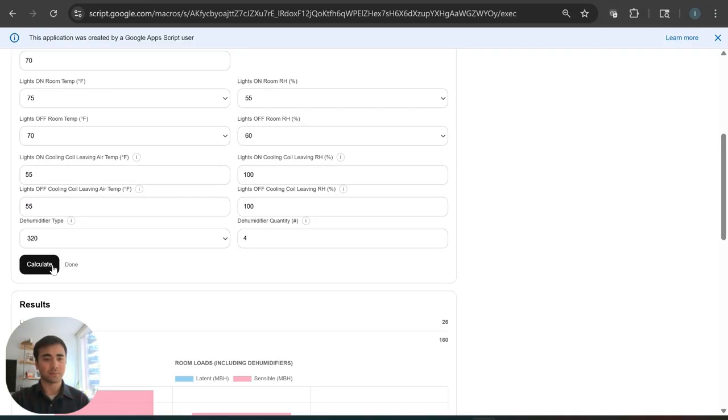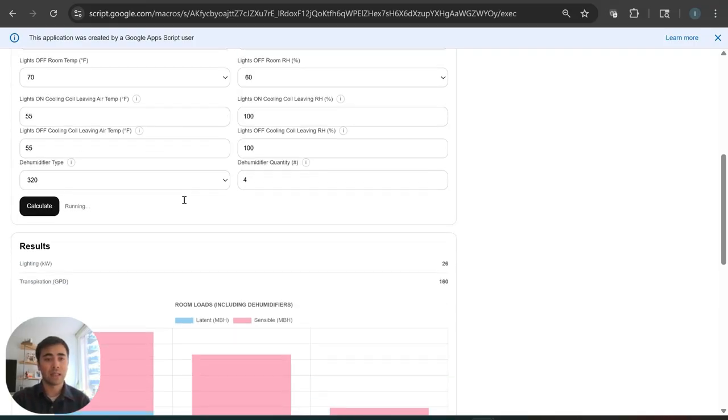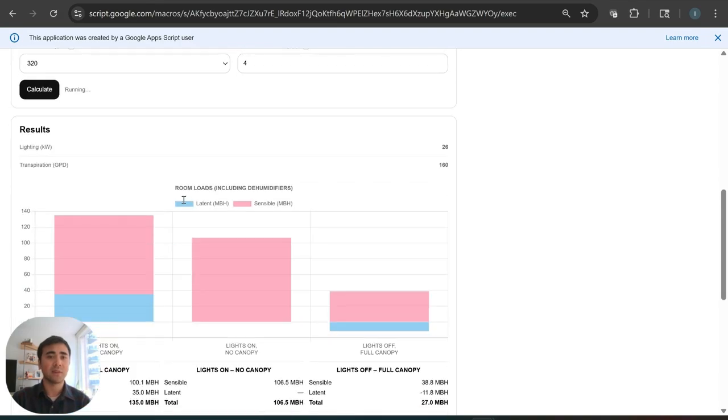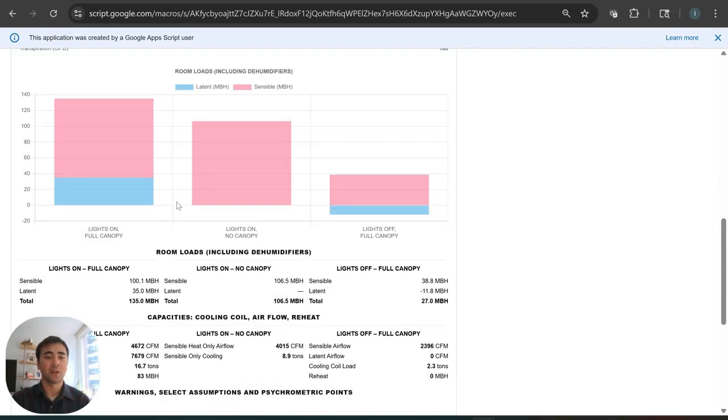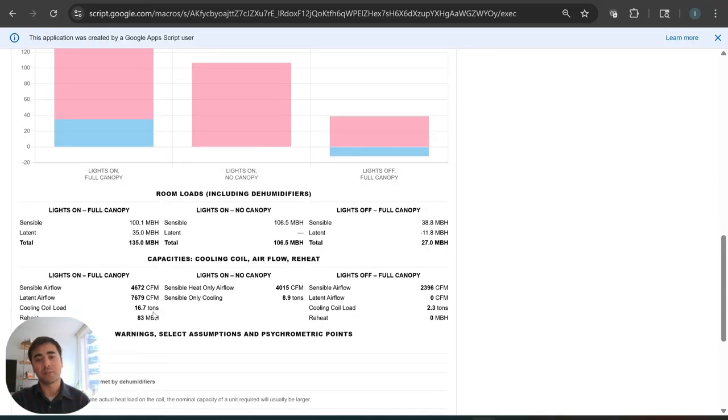Let me also try changing that to 55 and clicking calculate again, see what happens. See if we still have enough dehumidification to remove the loads without reheat. And unfortunately, we don't during lights on. We do during lights off, but not during lights on. So I'm not going to keep playing with this now.